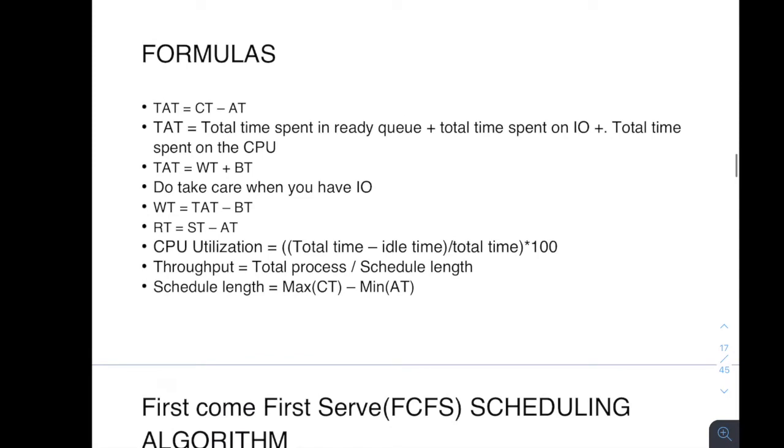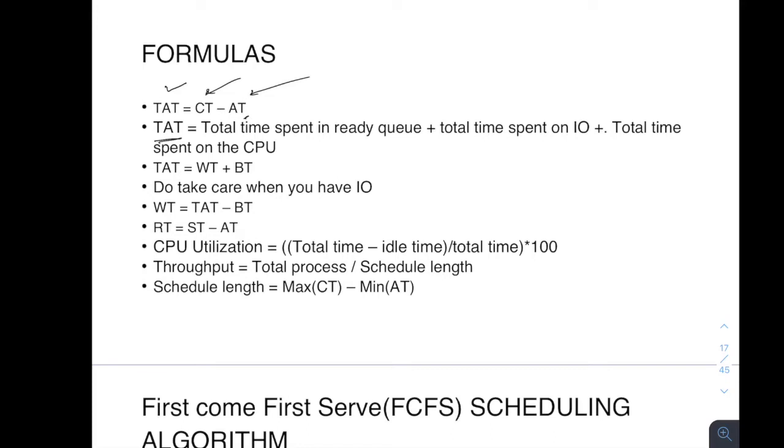Now let's see the formulas for this. So I told you what is turnaround time, right? The definition itself, I told you, is the interval between the time of submission and the time of completion. So completion time is CT and the time of submission is of course arrival time, that is when it arrives in the ready queue. So CT minus AT gives you TAT. Now understand this. TAT is basically the total time spent by the process from the time you have submitted it till it completes. That's what turnaround time is.